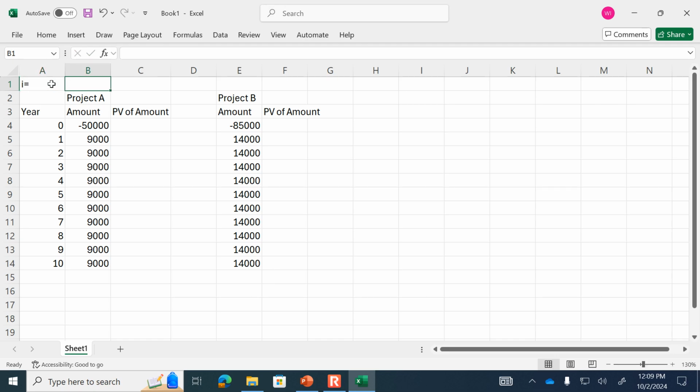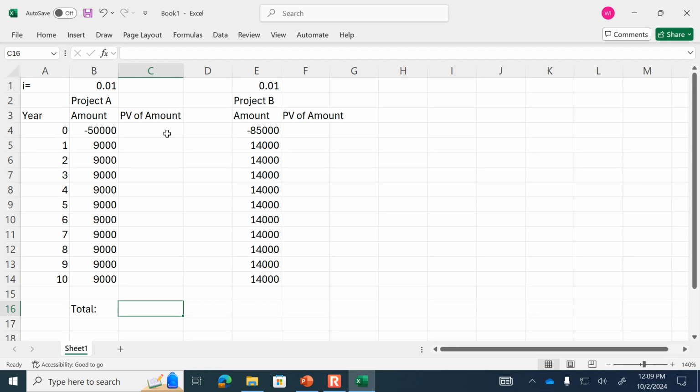So we're not just going to have a single interest rate. We'll start with 1% for both of them, but we're going to try and find out what interest rate brings the total down to 0 for project A and for project B. So refer to an individual interest rate for project A versus project B.